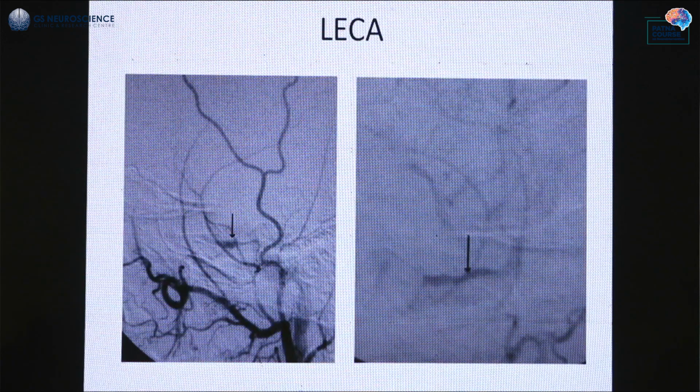This is the external carotid artery injection, and we can see from the middle meningeal artery there is a filling of the vein. But again, this filling is limited up to here only. So there's not much filling of the superior ophthalmic vein or inferior ophthalmic vein. There's just filling of the vein. Possibly this part is thrombosed.